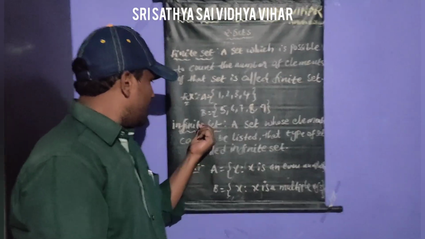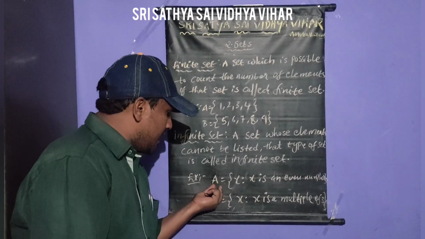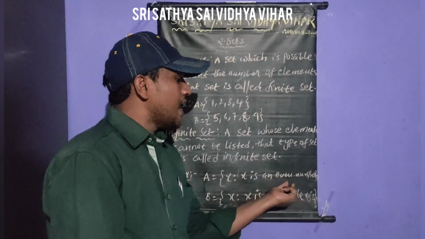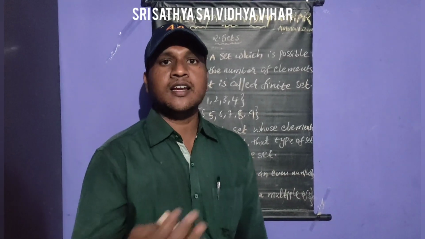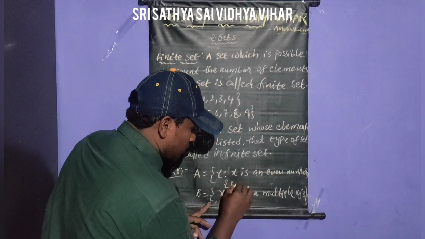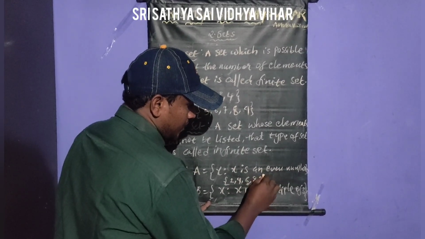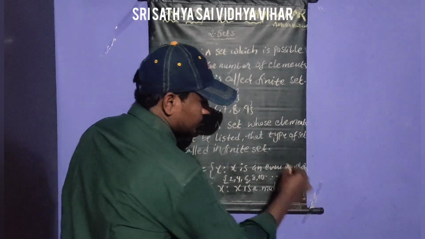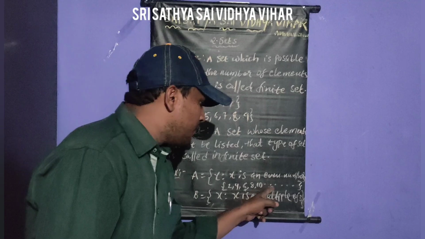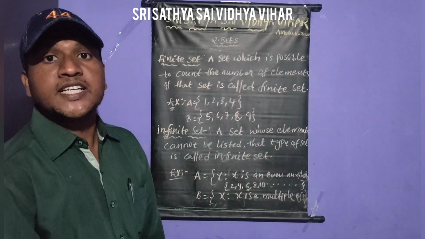What is an example of an infinite set? A = {x : x is an even number}. What are the even numbers? For example, {2, 4, 6, 8, 10 and so on}. This type of set is called an infinite set.